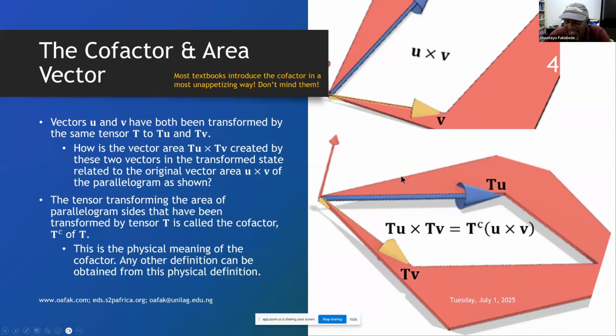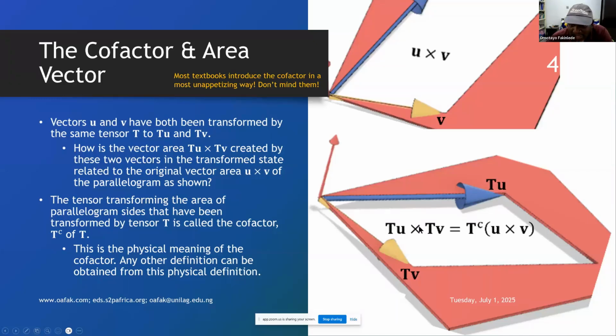If, as a result of the transformation, u transforms to tu, tu is still a vector, but it's a different vector from u, because the tensor of deformation has transformed u to tu. The same tensor of deformation has transformed v to tv. So the parallelogram is now like this. This was the original parallelogram. The question is, what is the area of this transformation? If you can calculate tu and tv, of course, it is tu cross tv.